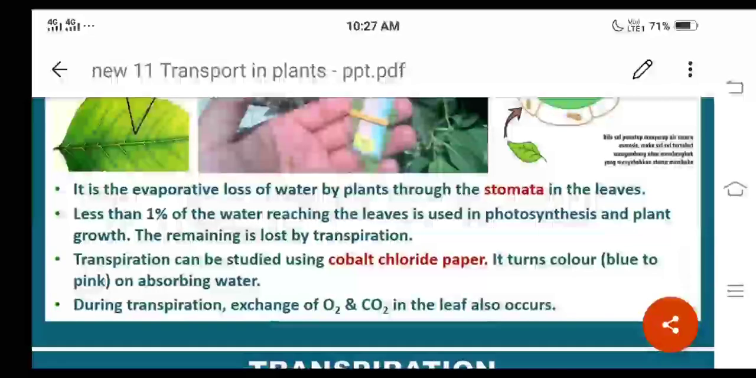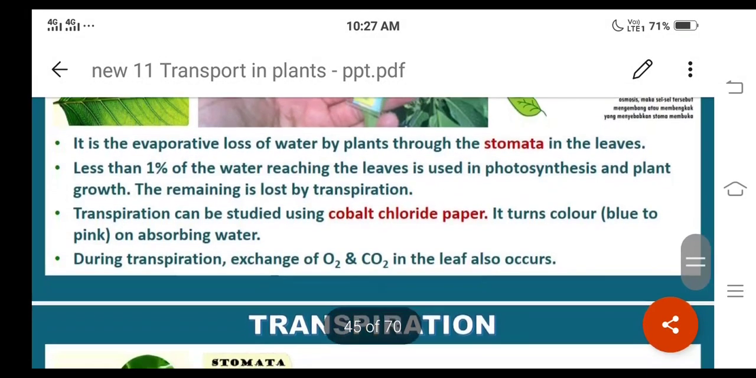Regarding transpiration, what is the next point? Less than 1% of the water reaching the leaves is used in photosynthesis and plant growth. The remaining is lost by transpiration only. Third point, transpiration can be studied using cobalt chloride paper, and it turns blue to pink on absorbing water. This also I explained.